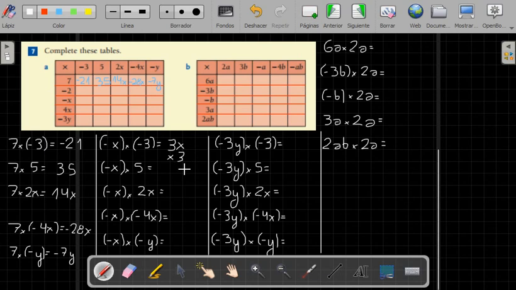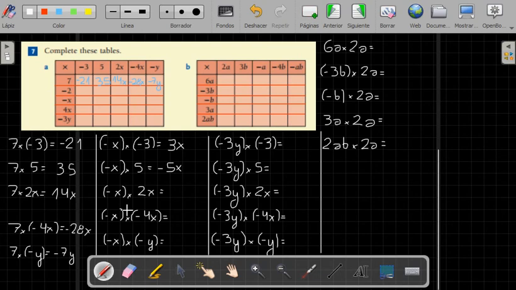Cualquiera puede haber escrito x3. No es que esté completamente erróneo, pero se ve mejor siempre el número antes que la letra. After all, we're working with multiplications, and in multiplications it doesn't matter the order of the factors. Okay. Negative multiplied by positive is going to be negative. And x multiplied by 5, it's 5x.